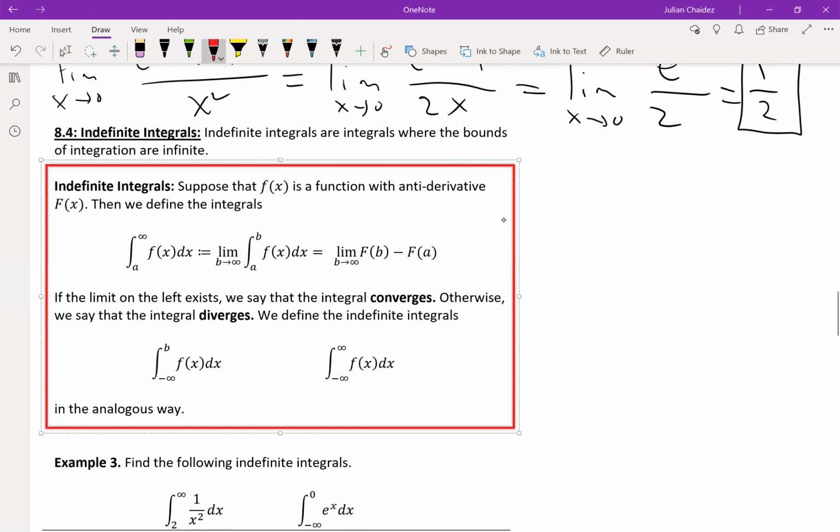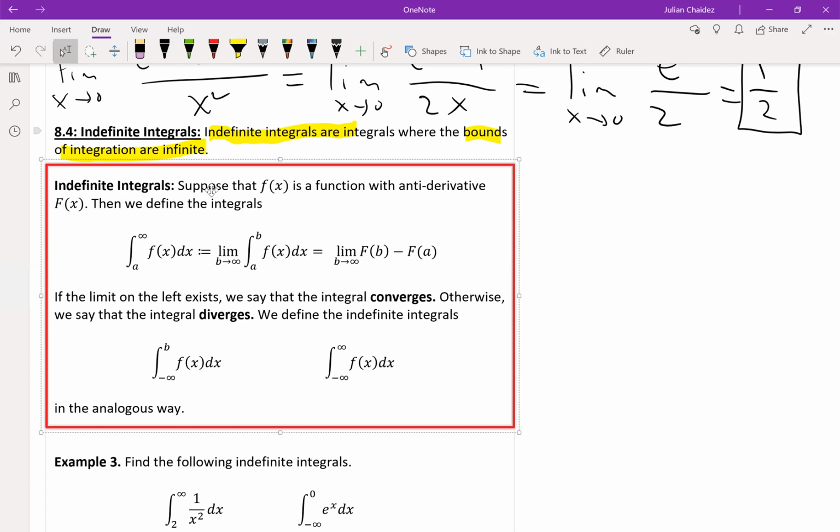An indefinite integral is an integral where the bounds of integration are infinite. That means the a and the b that you're integrating from and to can both be infinity, right? So here's the actual definition. Suppose I have a function f of x with antiderivative big F. That means that the integral of little f, up to some shifting constant, is big F.